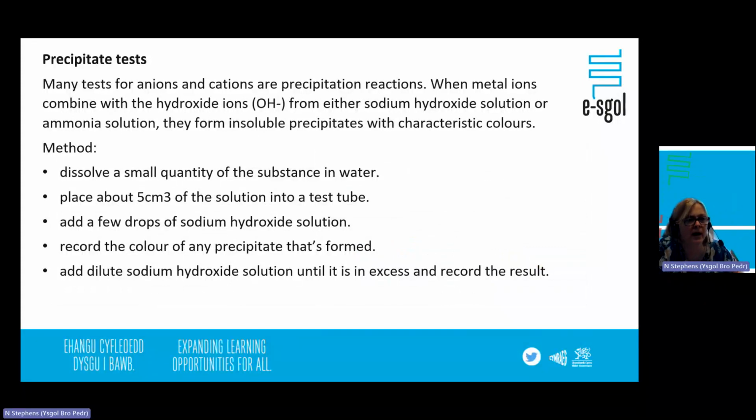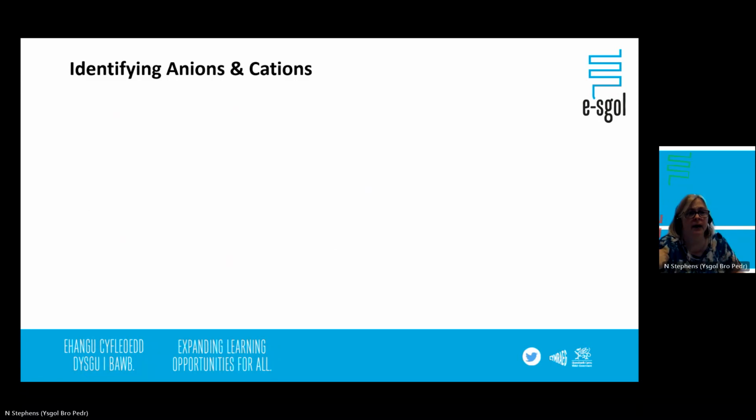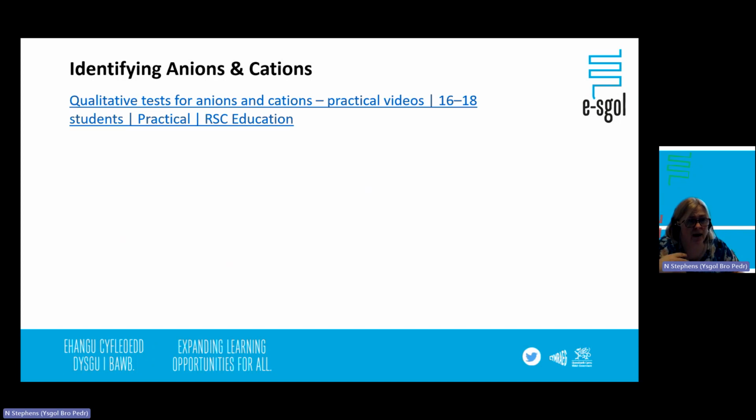Precipitate, as you know, many tests for anions and cations are precipitation reactions. So the metal ion combined with the hydroxide ions, from either sodium hydroxide solution or ammonia solution, forms insoluble precipitates. So I won't dwell too much, but just to recap, there is a summary of certain cations and how they would precipitate out with certain compounds. And then identifying anions and cations. Now, lots of these are quite straightforward in reality. And again, there is a resource link there for you.